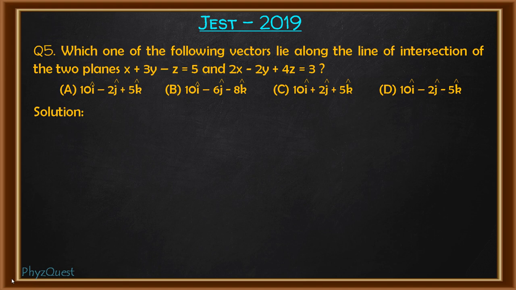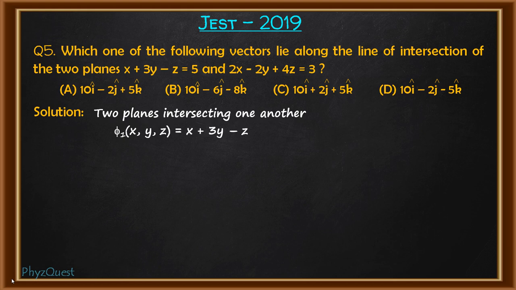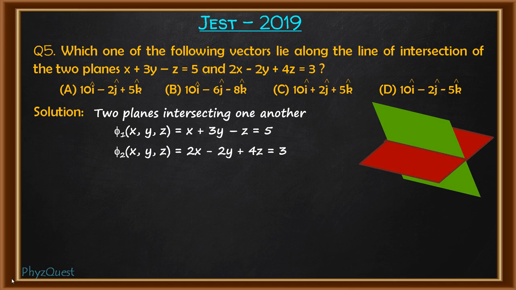So in this question, we are given two planes which are intersecting one another. Now the equations of the planes are phi 1: x plus cy minus z is equal to 5 and phi 2: 2x minus 2y plus 4z is equal to 3. These are the two equations of the plane. So let us suppose the planes are intersecting one another like this. You can see that the green plane and the red plane are intersecting one another.